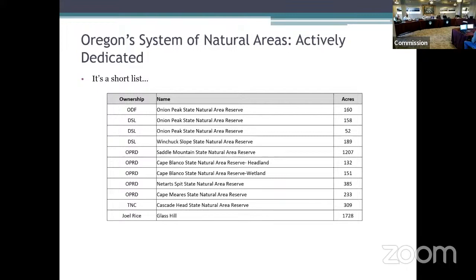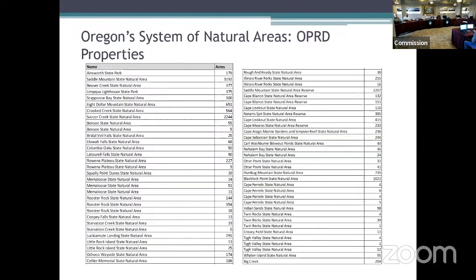Here are the actively dedicated sites. These are the ones where they've gone to a higher level of designation. There are not that many of them, and most of them are OPRD sites. There's some ODF there as well, and one private one at Glass Hill over by LaGrande. And then these are the OPRD properties that are registered under the program. Quite a few there.